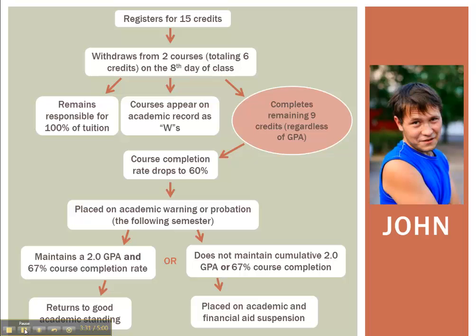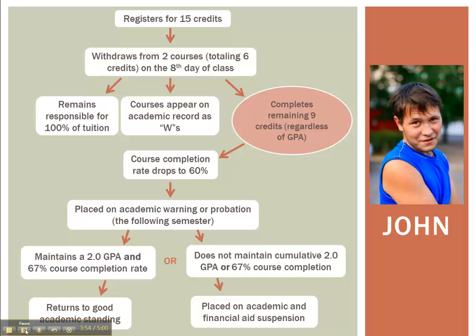Now, even if John completes the 9 credits in which he is still enrolled, his course completion rate will drop to 60% because he has only completed 9 of his original 15 attempted credits. John will now be placed on academic warning or probation for the following semester. During this next semester, one of 2 things will happen.